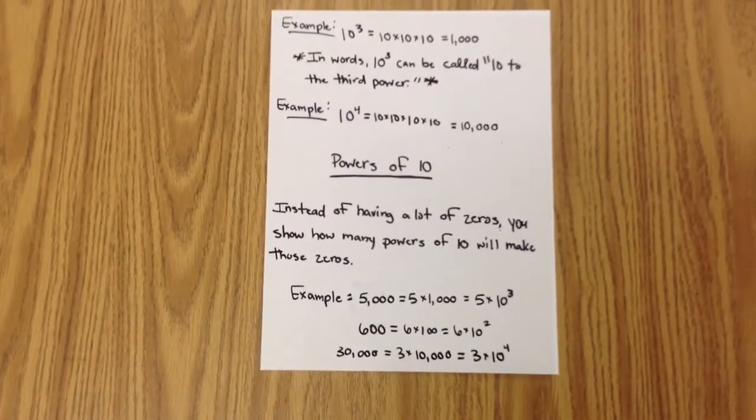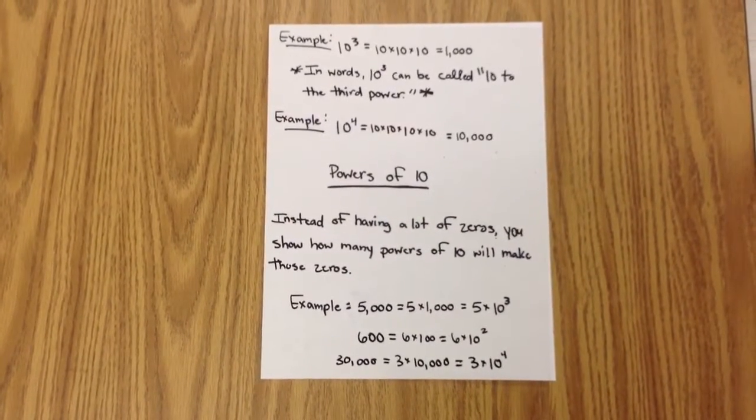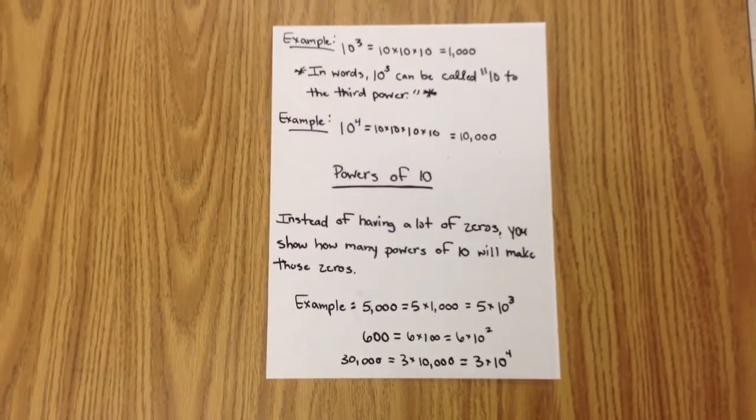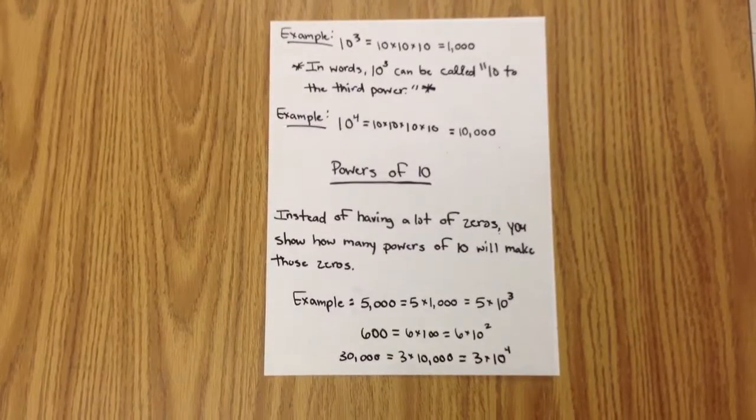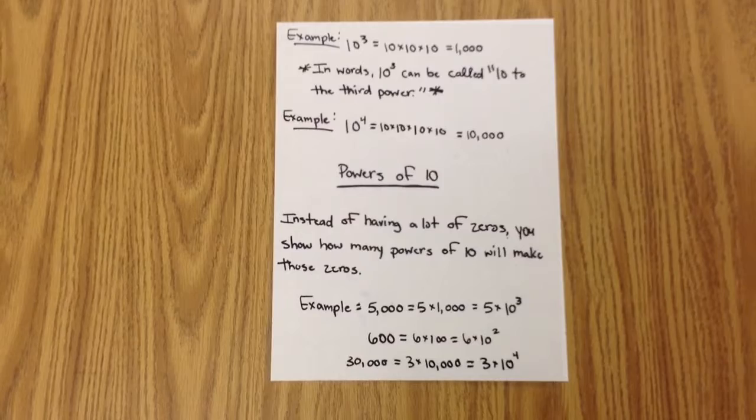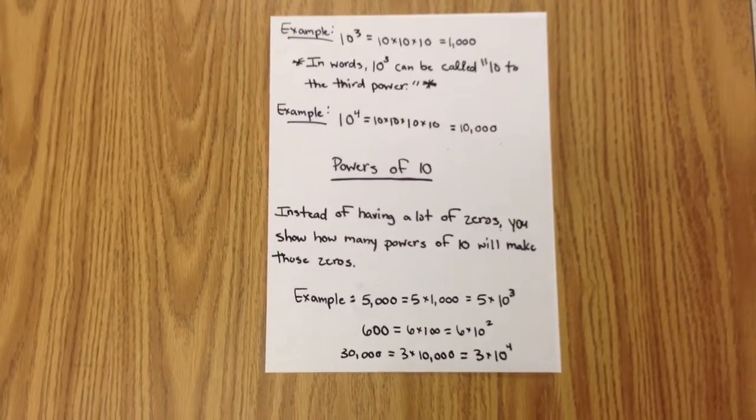And then we had a discussion into the powers of 10. Instead of having a lot of zeros, you show how many powers of 10 will make those zeros. So we can use the powers of 10 to replace those zeros in a number, and that's what we're going to be doing when we use powers of 10 to write numbers in expanded form.